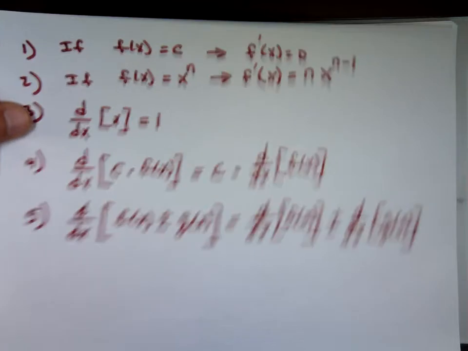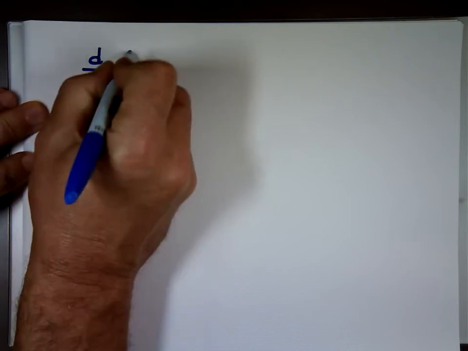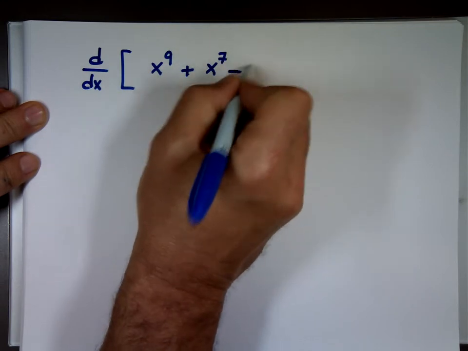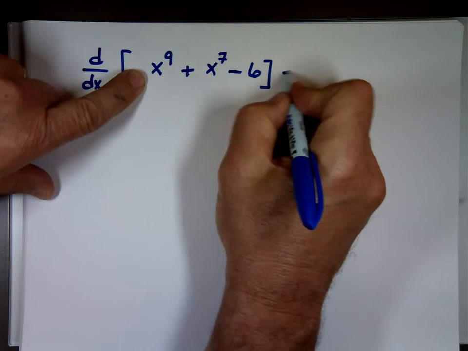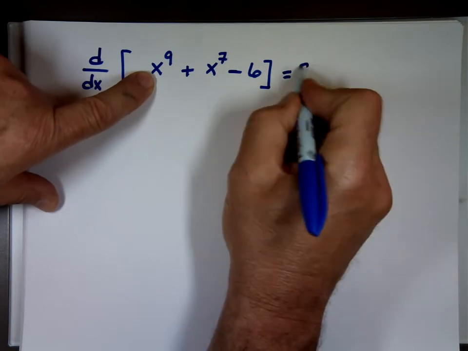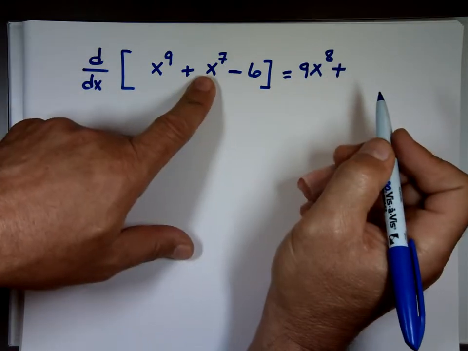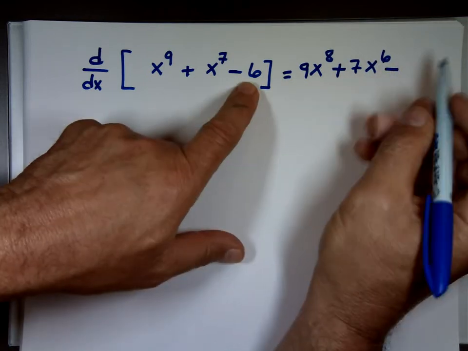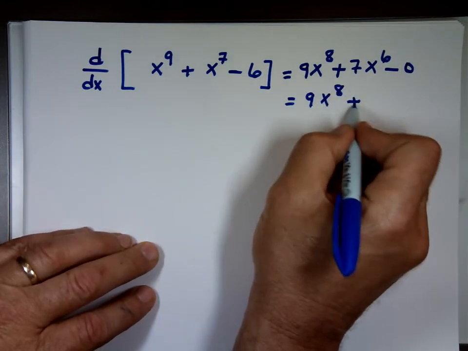So let's try some of these examples. What's the derivative of x to the 9th plus x to the 7th minus 6? The rule says when you have addition or subtraction, you can take the derivative of the first, which is what? 9x to the 8th. If it's addition, you leave it addition. What's the derivative of the second one? There's the minus. What's the derivative of 6? So your answer is what? 9x to the 8th plus 7x to the 6th.